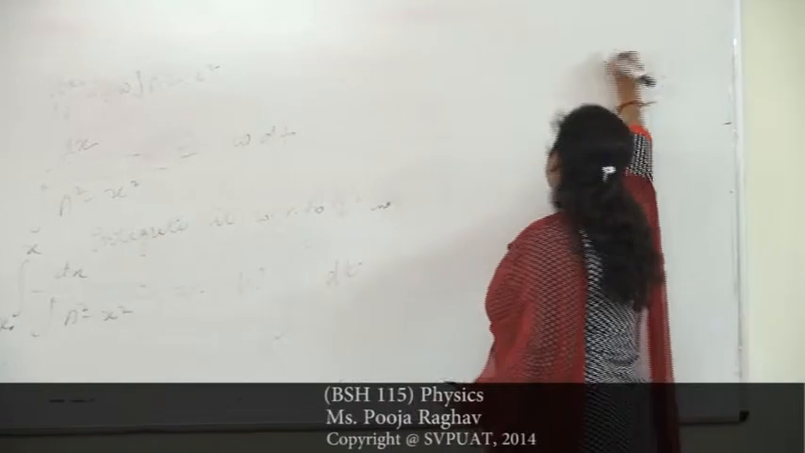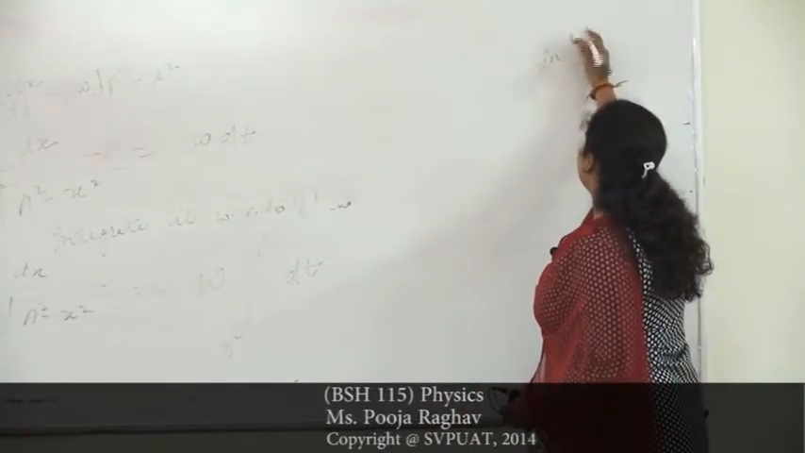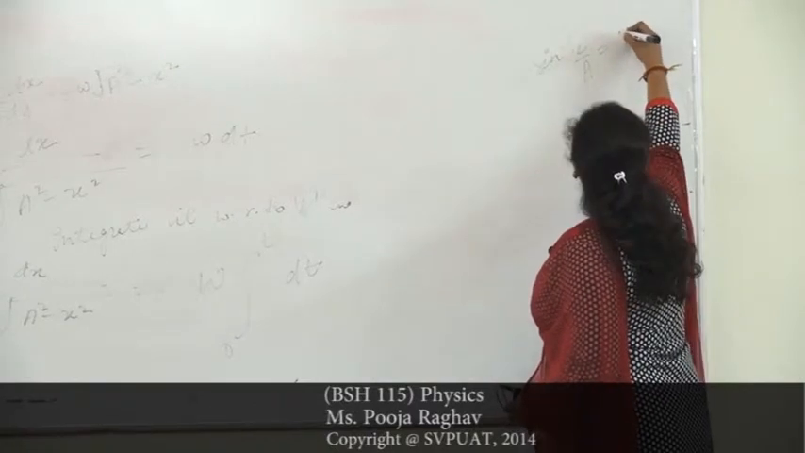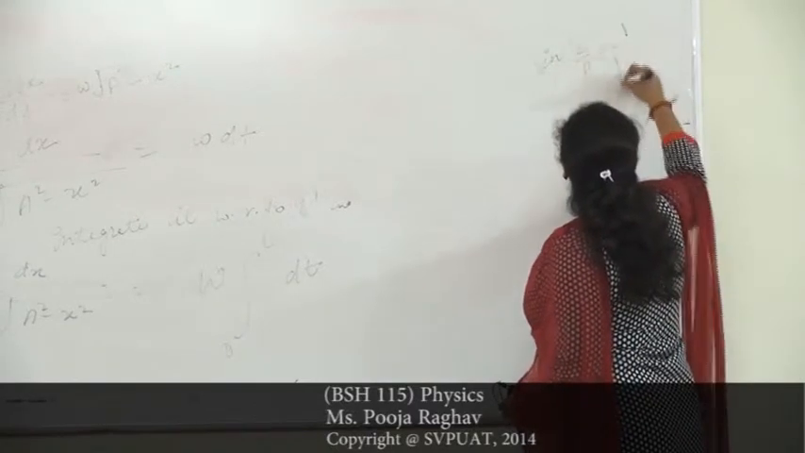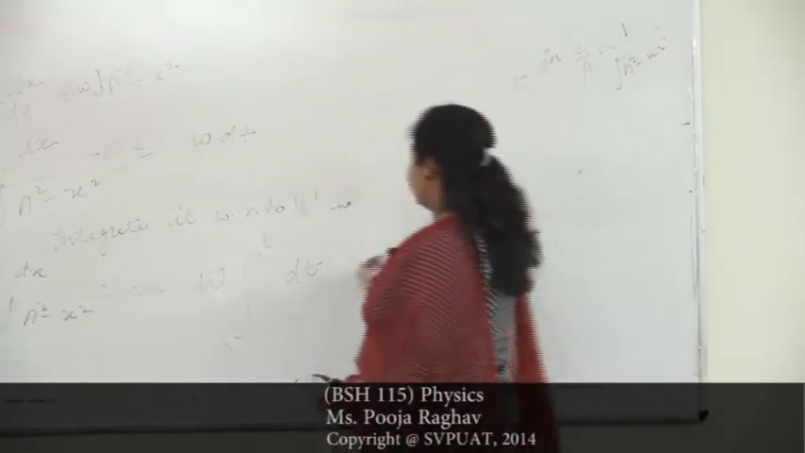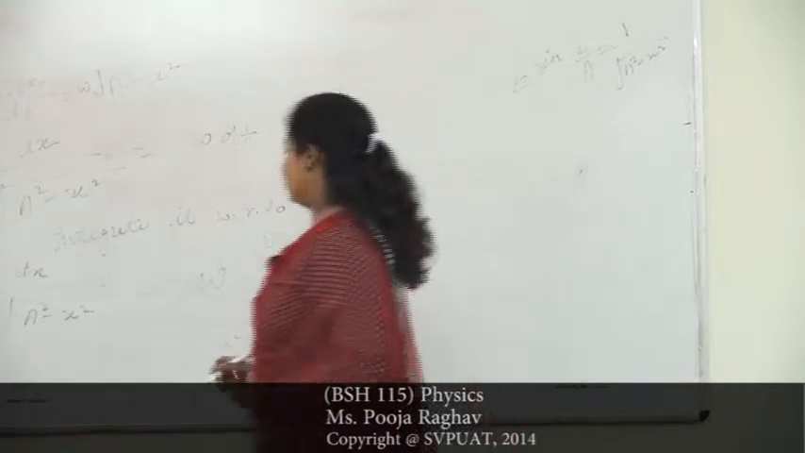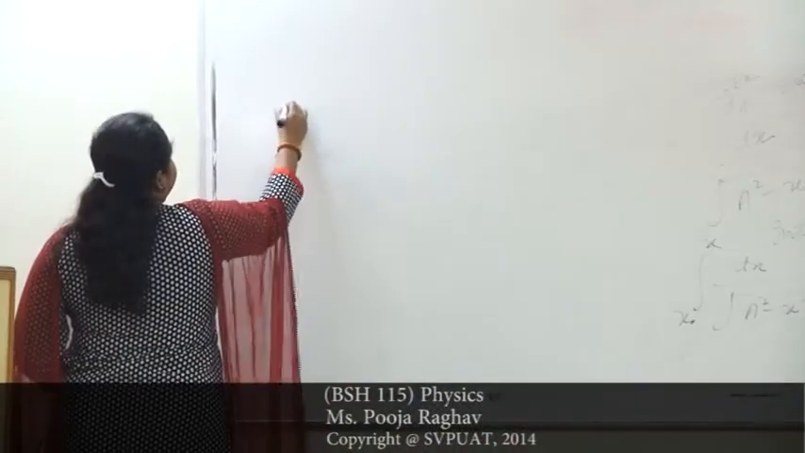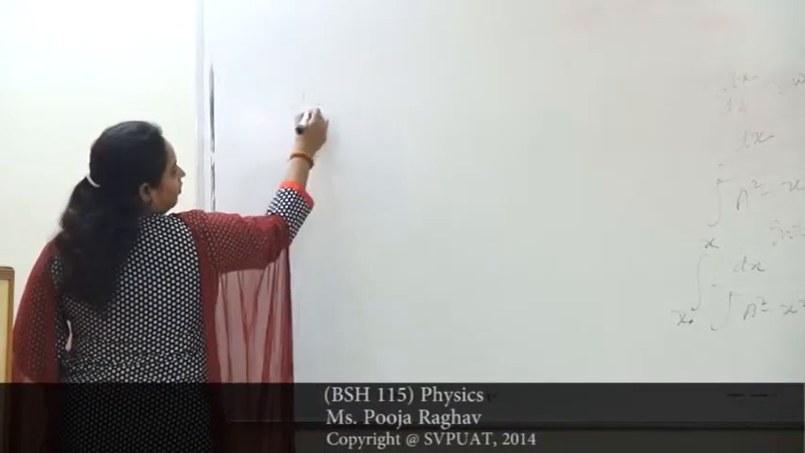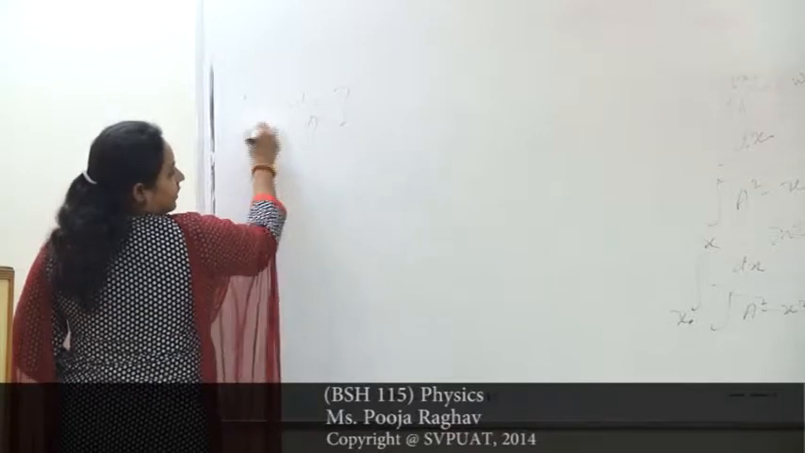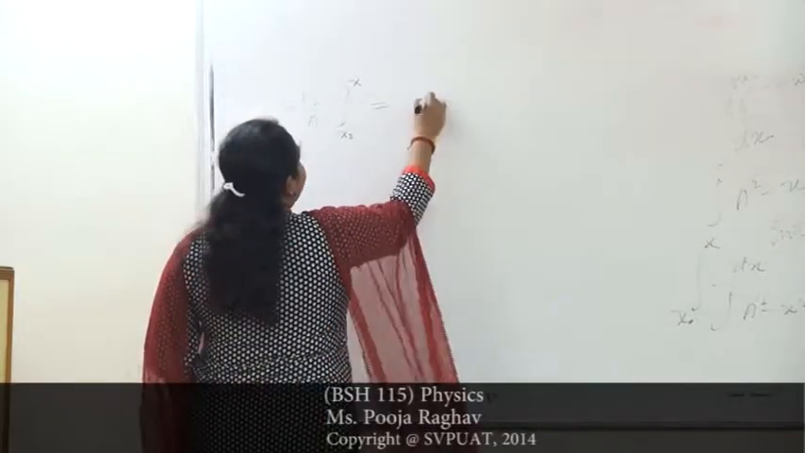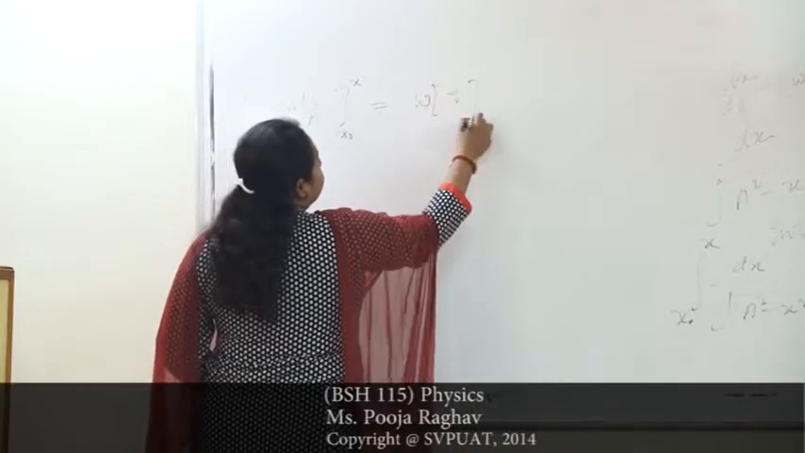We know that the formula for the derivative of sin inverse x upon a is 1 upon under root a square minus x square. And put this value into the equation of third. Sin inverse x upon a, with limits x naught to x, equals omega t, with limits 0 to t.